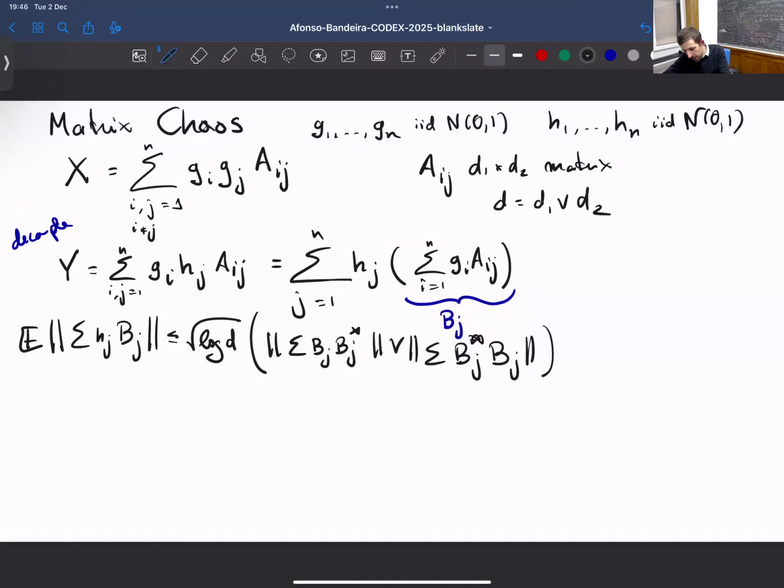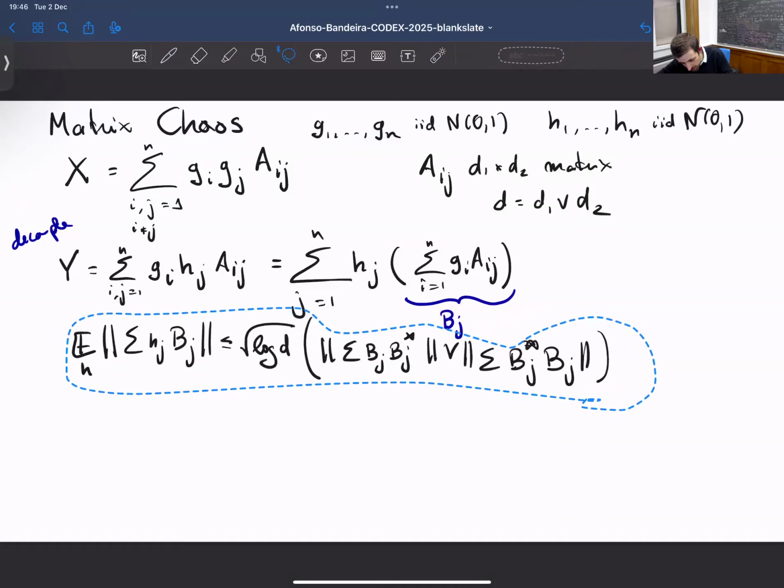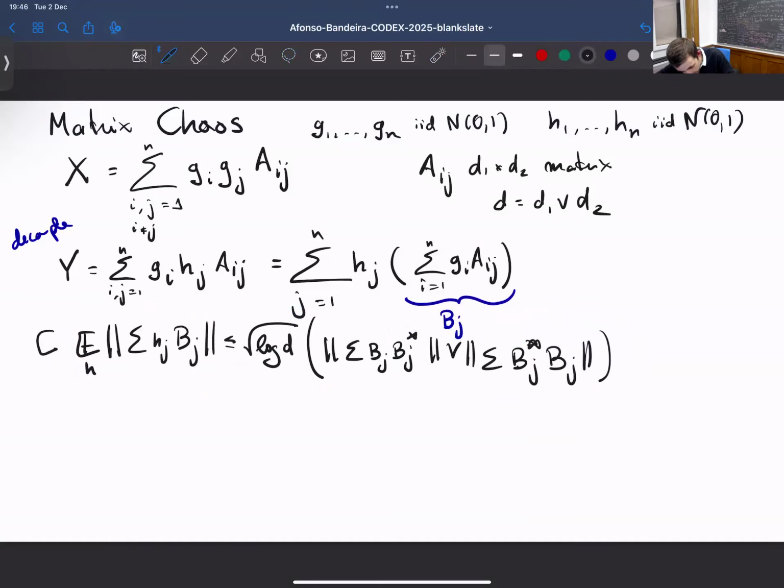Okay. So this is the expectation with respect to the h's. But I still need to take an expectation with respect to the g's. In order to make this work, I would still need another expectation with respect to the g's, and so on. But this seems problematic, because now I have a quadratic term here. But look, okay, I forgot a square root here.